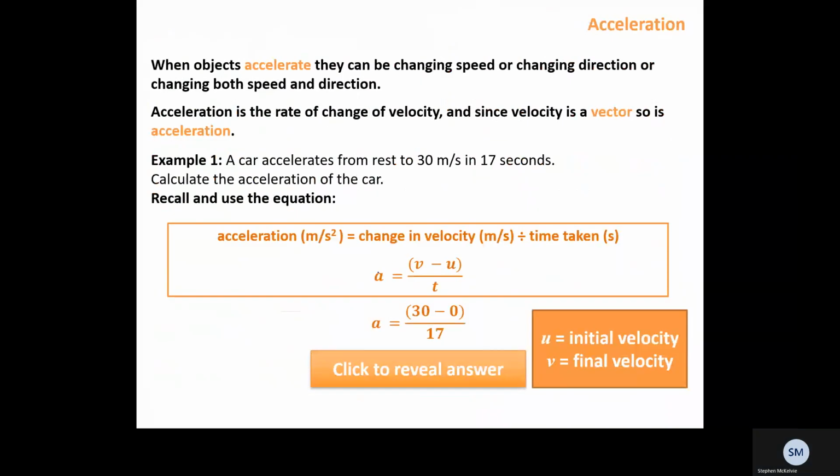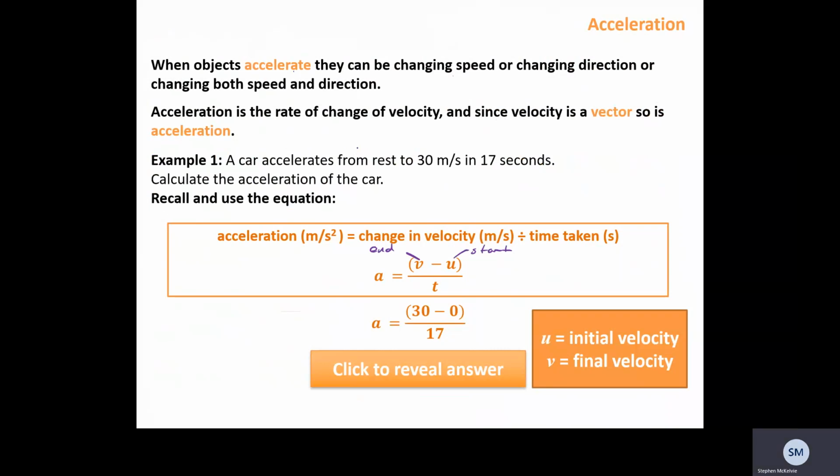Acceleration is the change in velocity divided by time taken. V stands for the end speed. U stands for the start speed. When objects accelerate, they're changing their speed or changing velocity, or we can say that they're changing direction as well. Acceleration is the rate of change in velocity, and because velocity is a vector, so is acceleration, as we've already said.